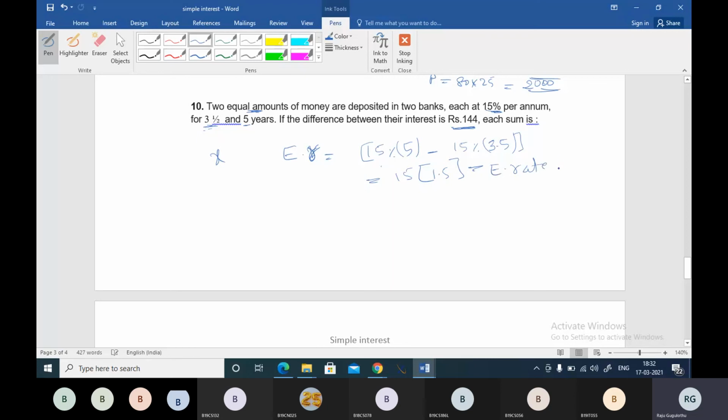Because the principal will be constant, I'm not taking the principal here. Now principal into the effective rate of interest must give you that 144 rupees, because the difference in their interest is 144. They are asking for the sum, and this rate is in percentage. Let the sum be x, so x into 15 into 1.5 percent.